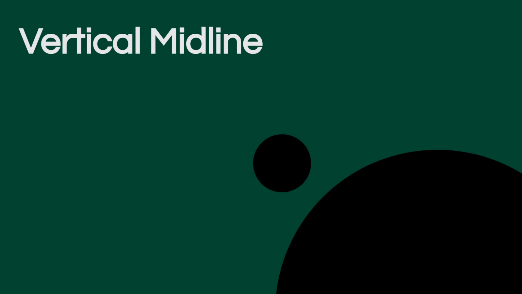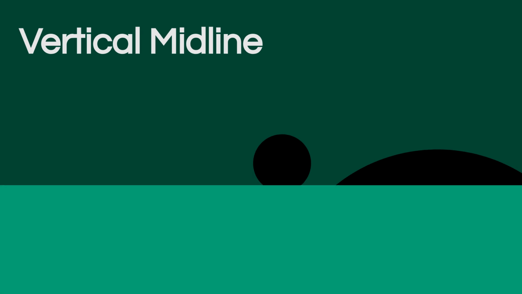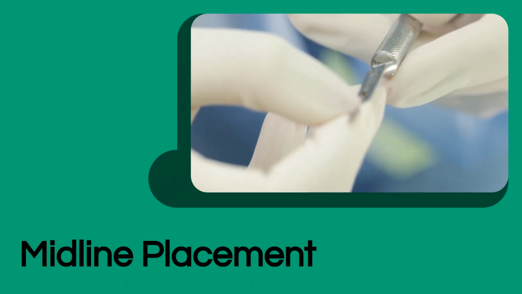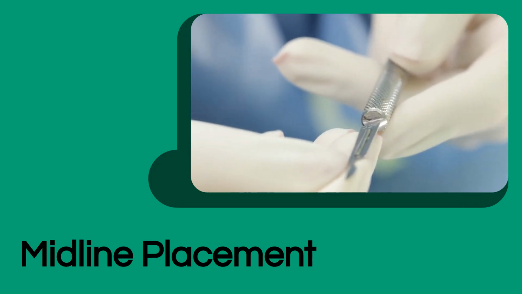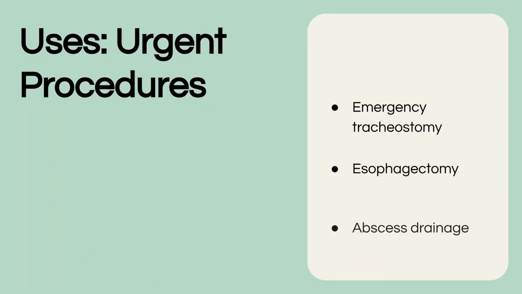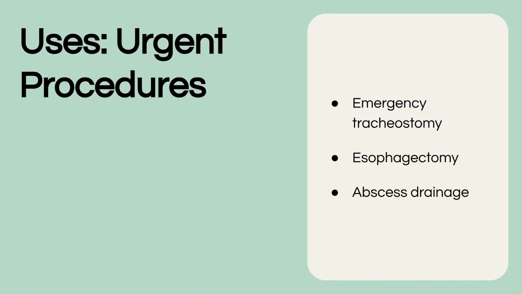Next is the vertical midline, or median, incision. This incision runs vertically down the anterior neck, starting from the suprasternal notch. It is often reserved for urgent procedures, such as emergency tracheostomy, as well as esophagectomy and draining neck abscesses.